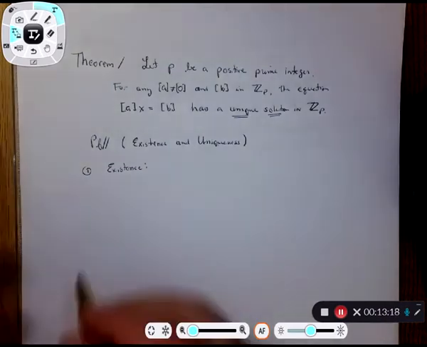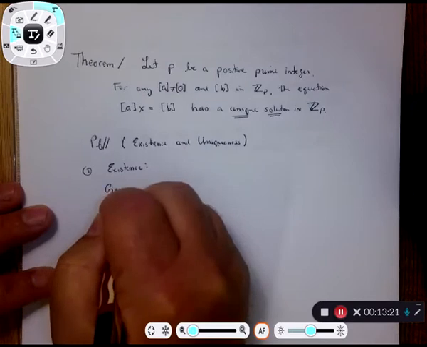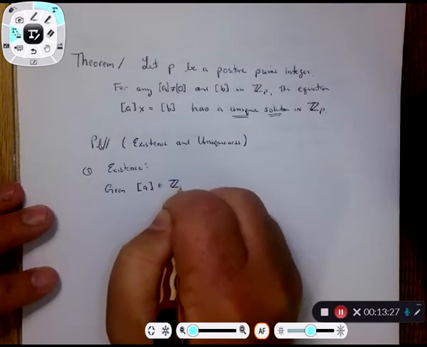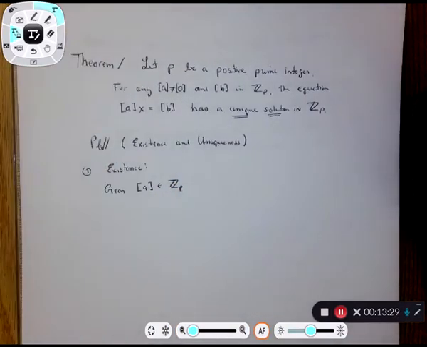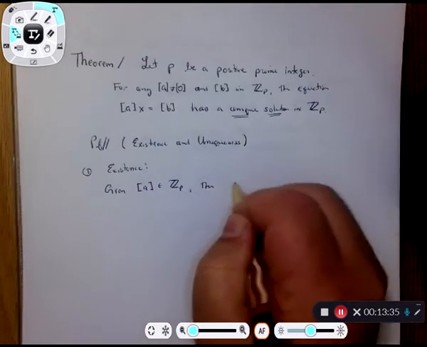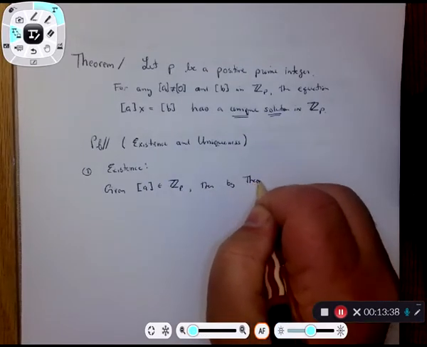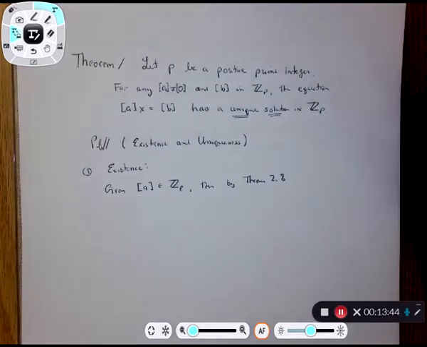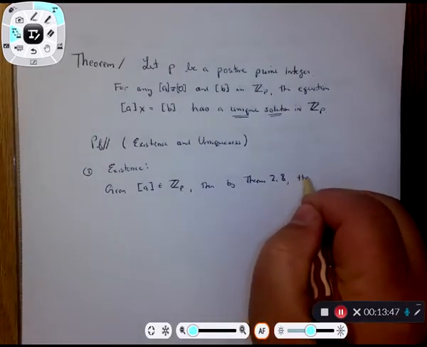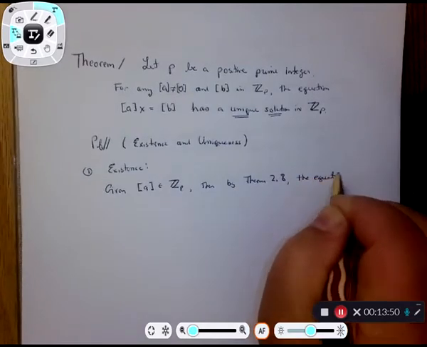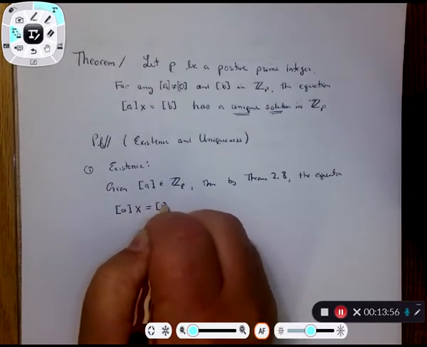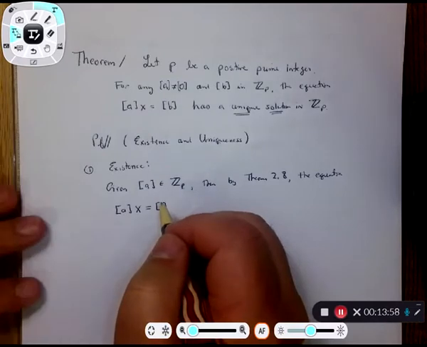All right. Given equivalence class A is an element of Z mod P, where P was prime. All of that was stated up here in the givens. Okay? Then, by theorem, and I'll go back and quote the theorem 2.8 because I want the equation out of it. By theorem 2.8, we know that the equation equivalence class A times X equals 1 has a solution.